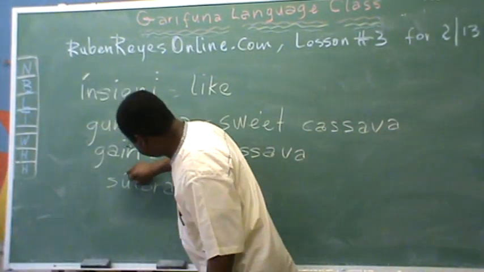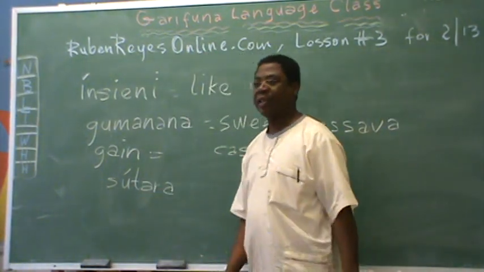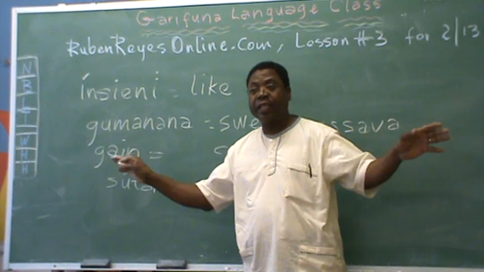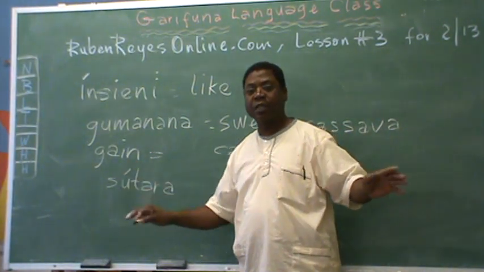Sutara. And different types. And the Garinagu people, when they see the plant, they know what type it is. Some of them is guchu.